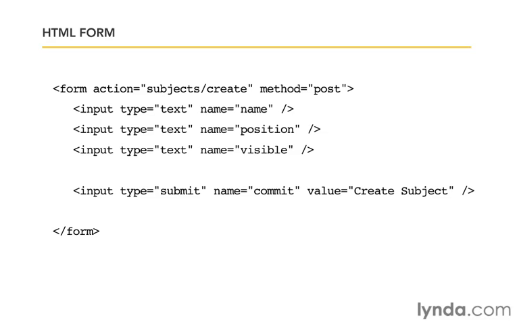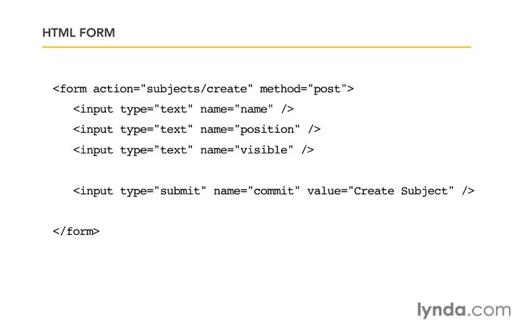Then inside the form, you'll see that I've got three text input fields for name, position, and visible, followed by a submit button that says create subject. So it's just a very basic create a new subject form. As I said before, this simple HTML version will absolutely work inside your Rails application. It'll display the form and it will submit values just fine.